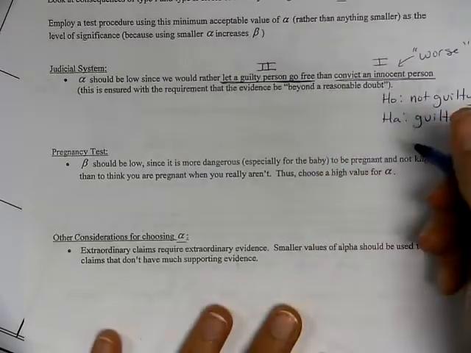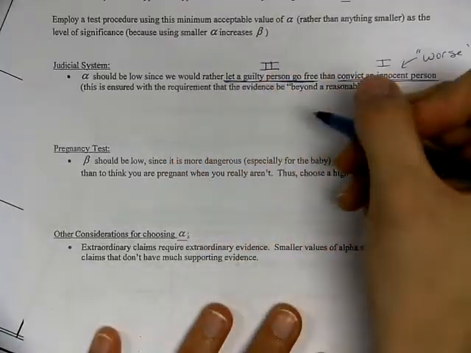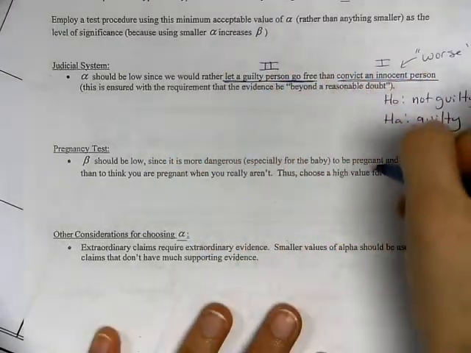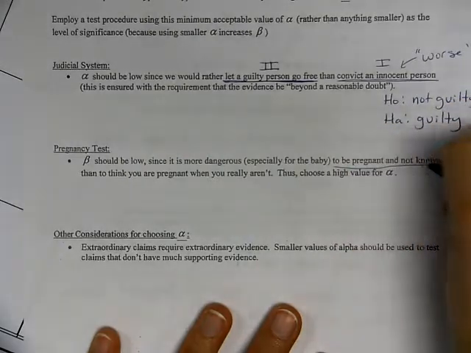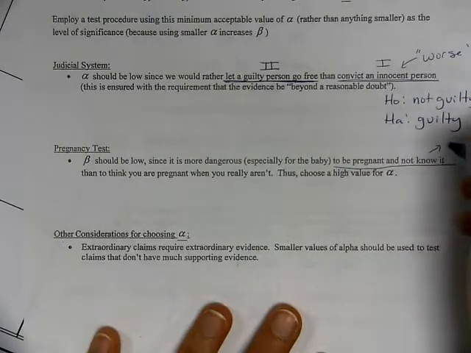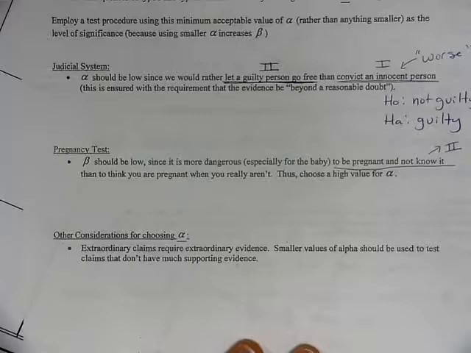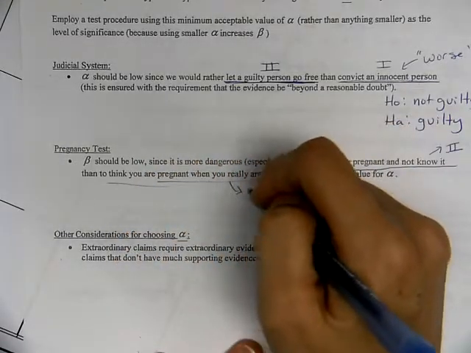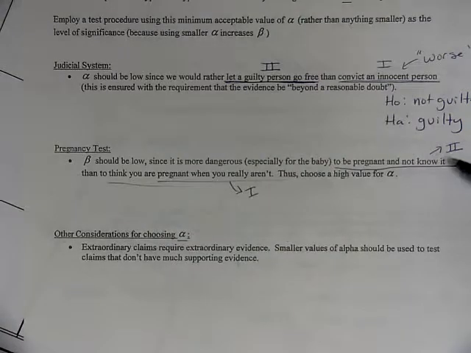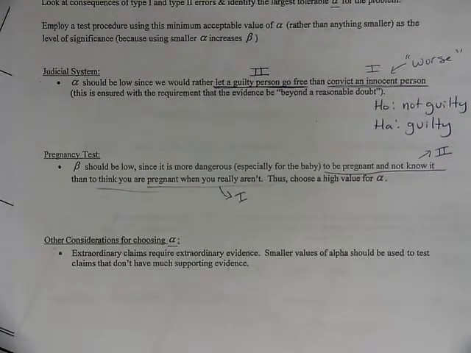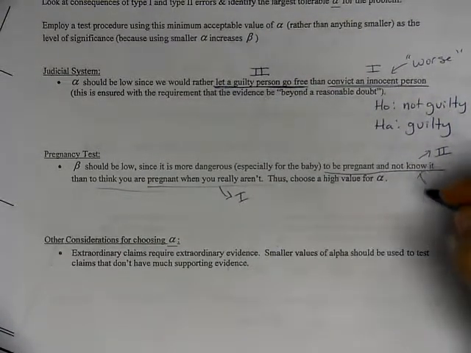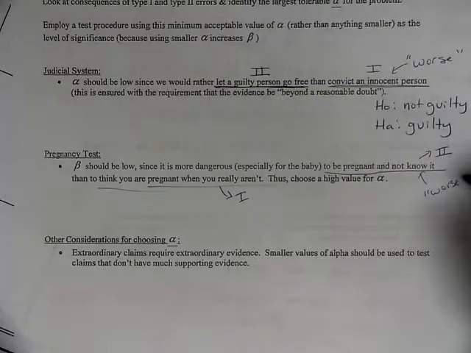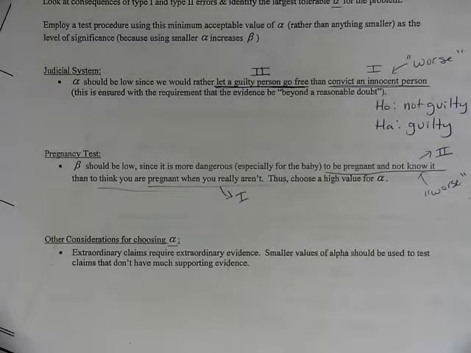So since type 2, this is type 2, to be pregnant and not know it. Type 1 is you think you're pregnant when you really aren't. That's type 1. So since this one's considered worse, and that's why I said I use quotes, beta should be low. So then you'd pick a high alpha, like 0.1.